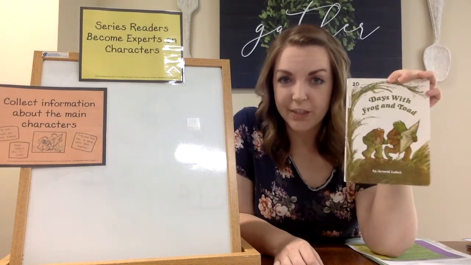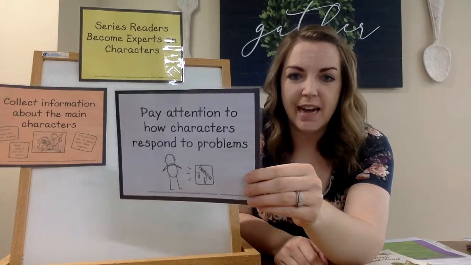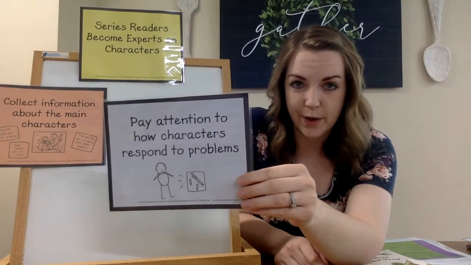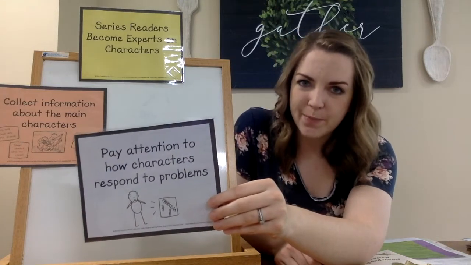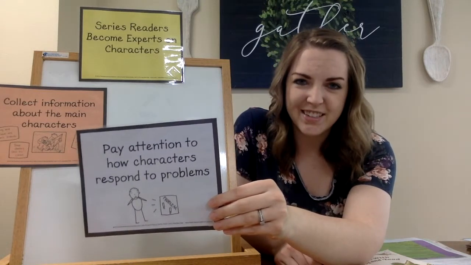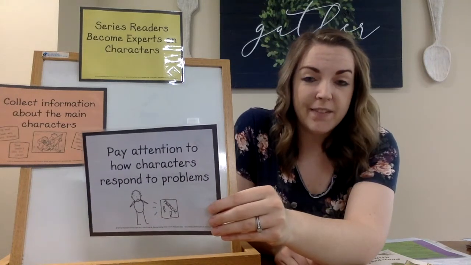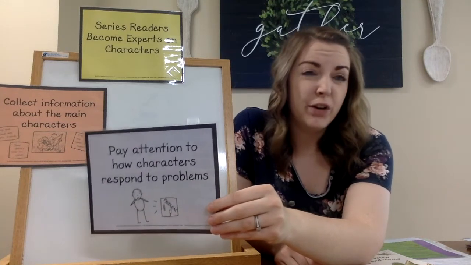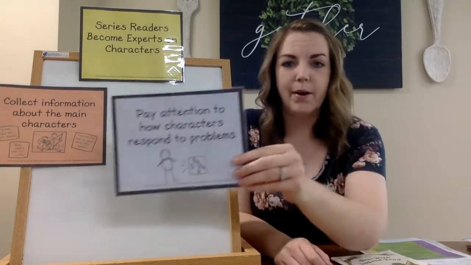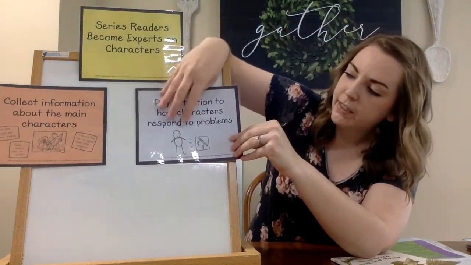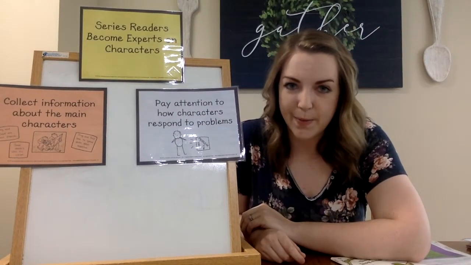Today, the work that we're going to do, still with the same characters and the same chapter, is paying attention to how characters respond to problems. We know that in fiction books, there's always a problem. Something goes wrong with those poor characters. And the characters then respond to the problem. They have to find a way to fix it, and they might show you some emotions or some different ways that they act towards that problem. So that's what we are going to do today: pay attention to how characters respond to problems.